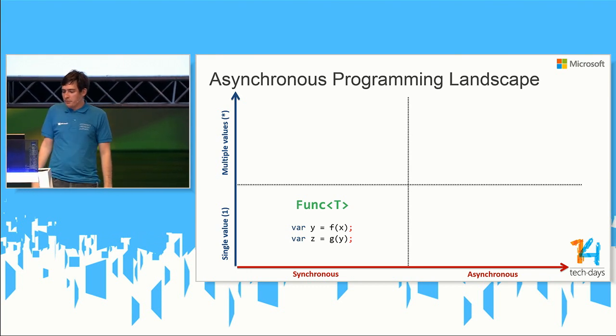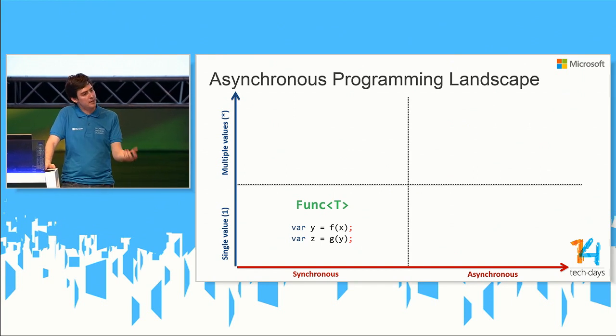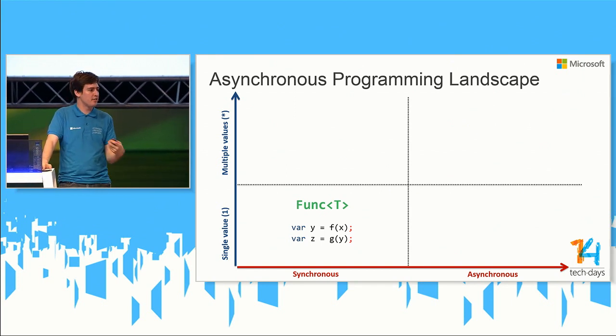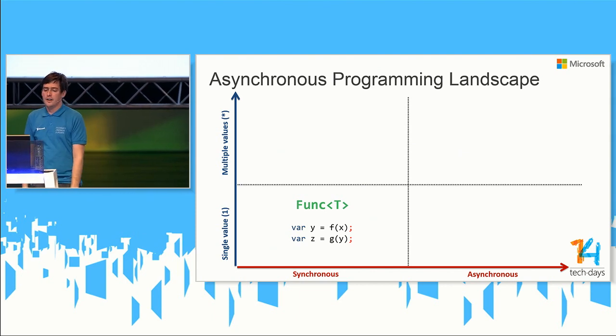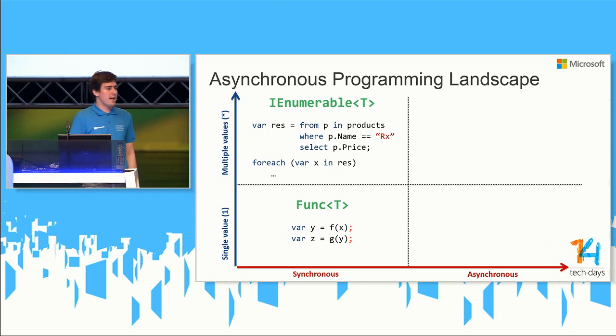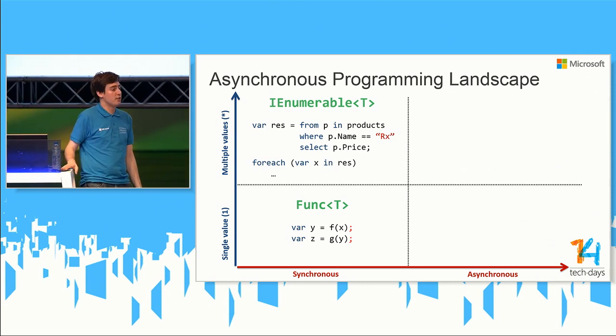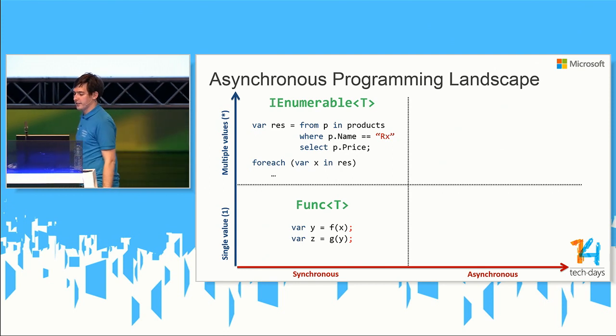So we have synchronous functions. That's just func of t. We know that. We call a function, we get a value of type t back. It's synchronous, it's blocking. If the function takes a nap, then you're stuck there for quite a while. We have multiple values coming back in a synchronous fashion as well. That's called IEnumerable of t. So where func of t returns 1 t, IEnumerable of t returns multiple t's. Every time you call move next and get the value, you get the next value.